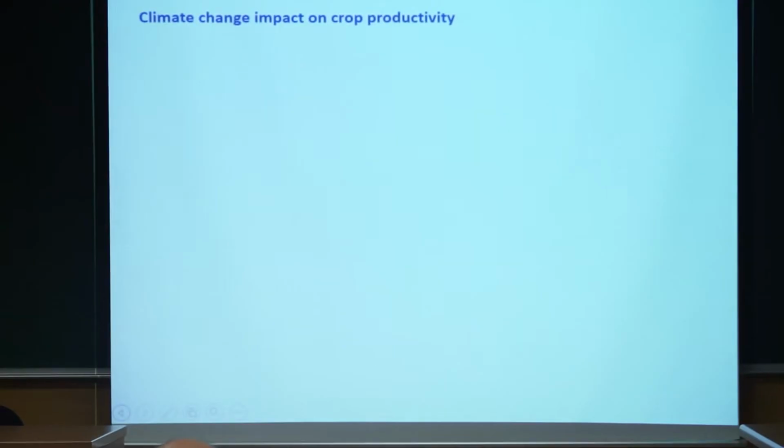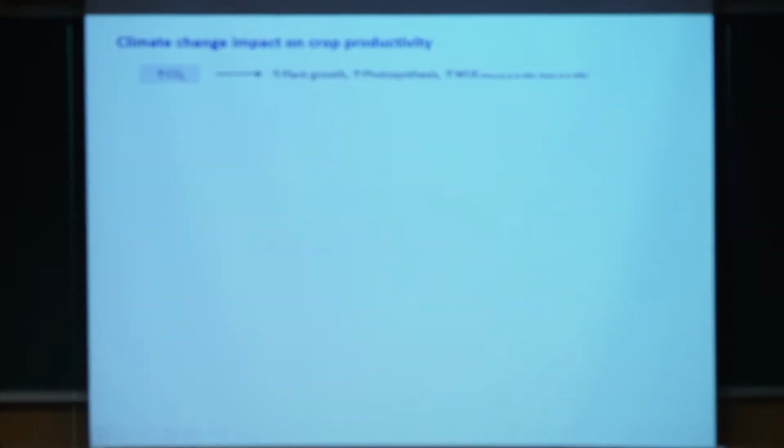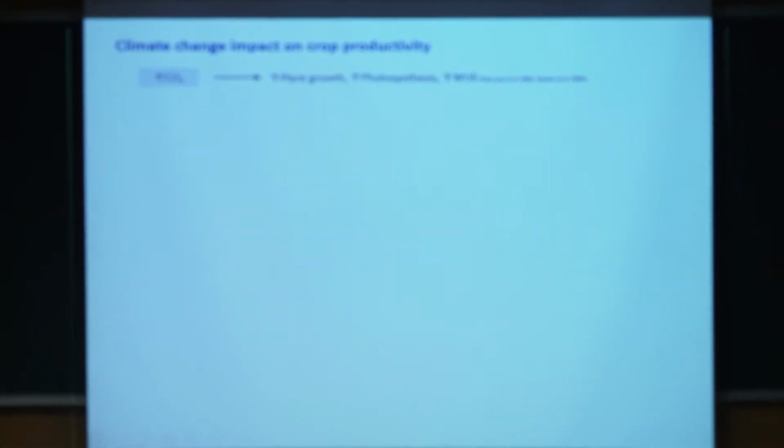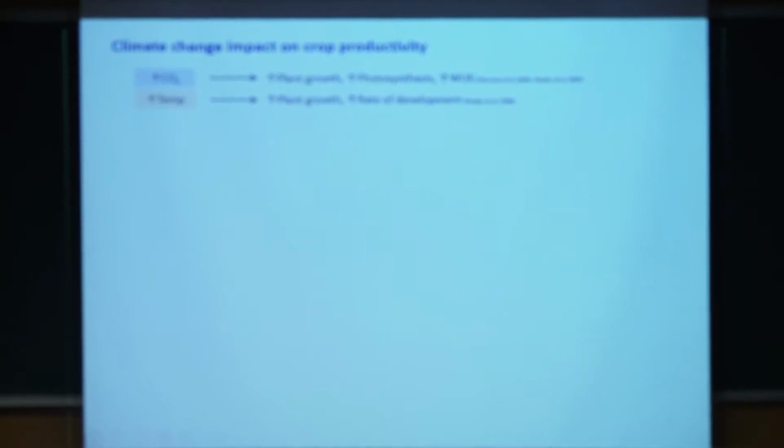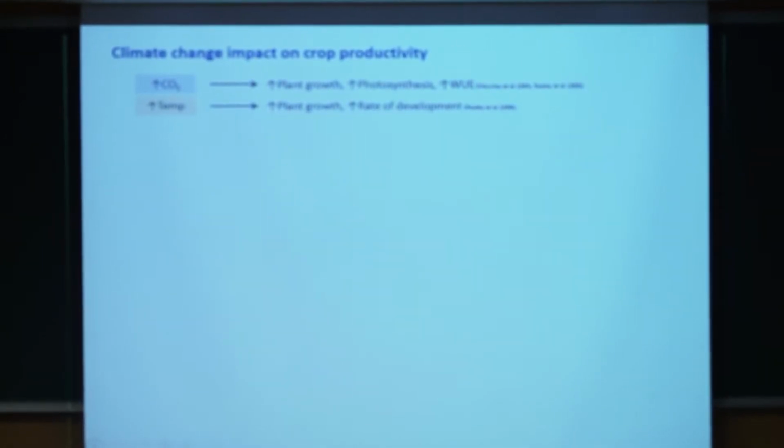Okay, so that means we've been looking at climate change impact on crop productivity. As everybody knows, CO2 tends to increase plant growth, photosynthesis, and water use efficiency. Temperature will increase plant growth if you're below the optimum. It always accelerates the rate of development.